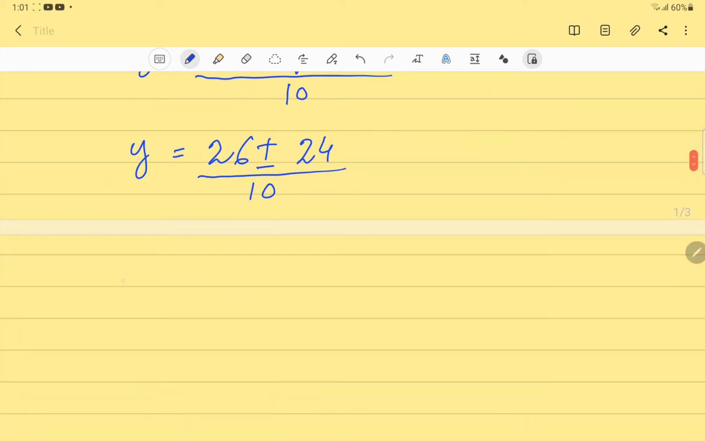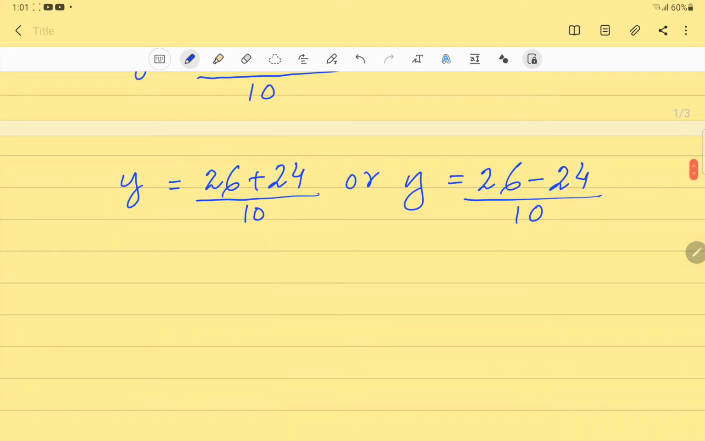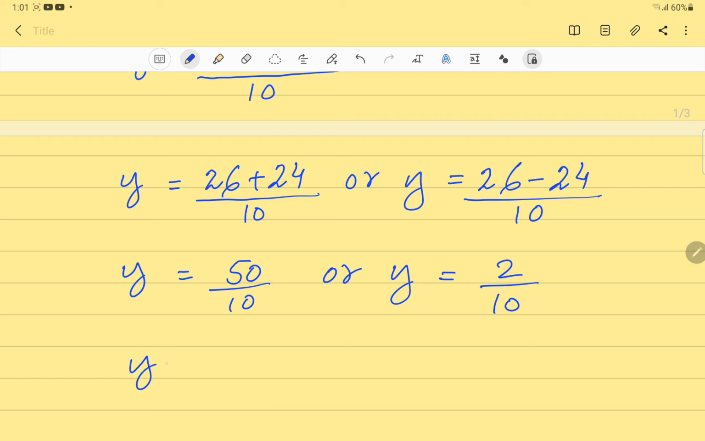Now y will have two values. y is equal to 26 plus 24 over 10, or y is equal to 26 minus 24 over 10. So y is equal to 50 over 10, or y is equal to 2 over 10. So the final values of y are 5 and 1 over 5.